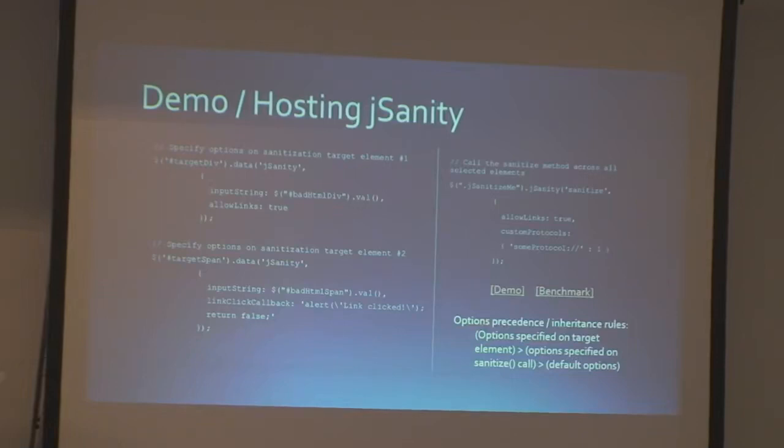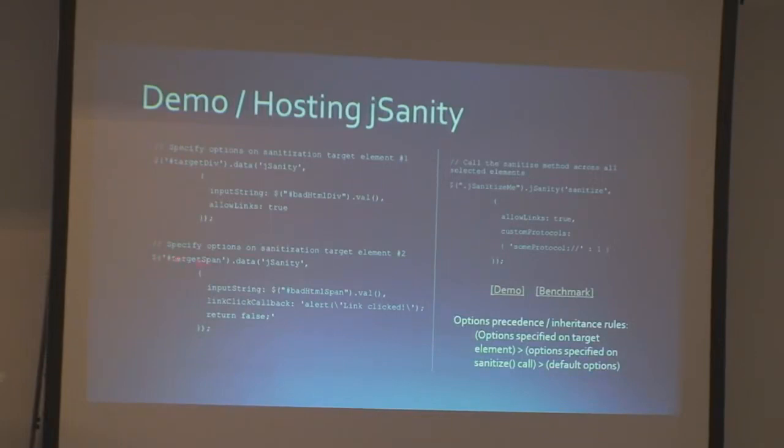Here's some code. It may not be easy to read, especially if you haven't used jQuery before. But it's essentially setting up two target elements. Here's one target div. This is an element on the page that is the target for an HTML sanitization operation. So the DOM that we construct is going to land under this element. We specify the input here. This is the markup that's going to get sanitized. It's just raw markup. And we also have some options that are passed in.